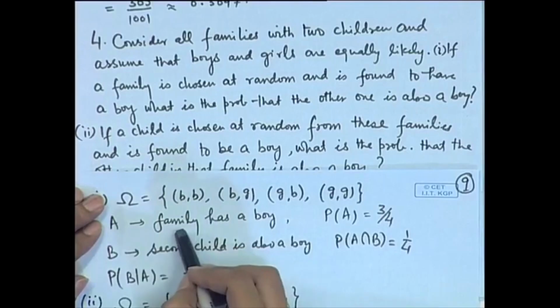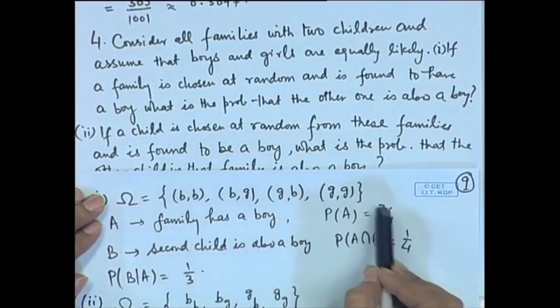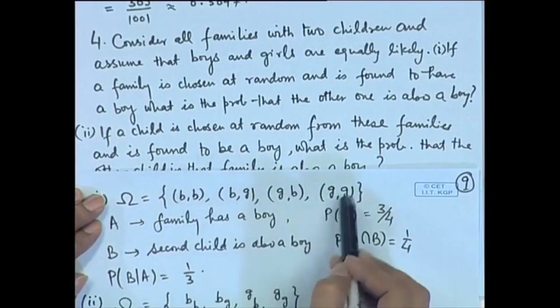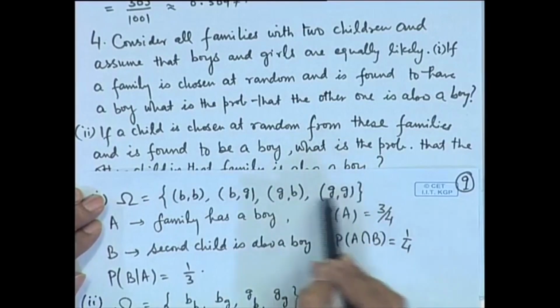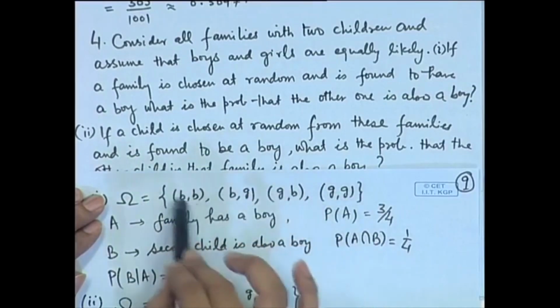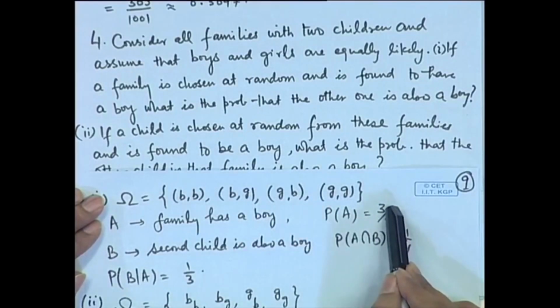So, A is the event that the family has a boy, then the probability of A will be 3 by 4, because we are choosing a family. So, family means it could be this, this, this or this, and therefore, one boy is appearing in 3 places, at least one boy. So, the family has a boy, and the probability of that will be 3 by 4.